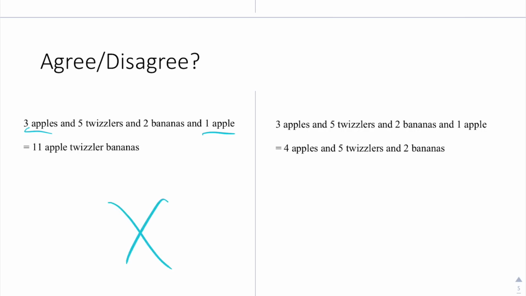Over here, yes, as I said, I can combine the 3 and 1 apple to make 4 apples, and then I just have 5 Twizzlers and 2 bananas. I don't get to combine these to make some kind of new variable. So this is an agree.